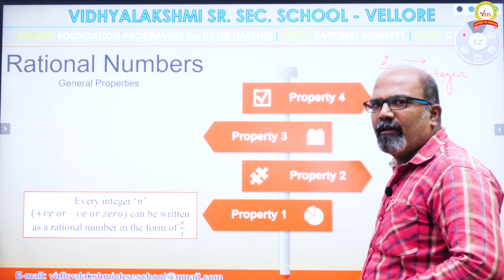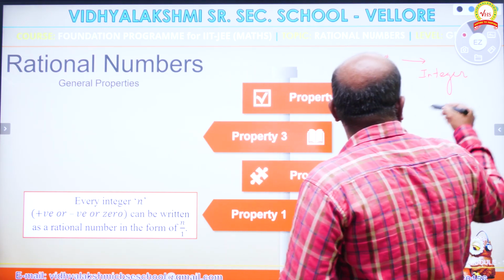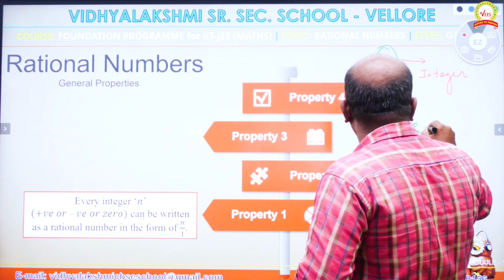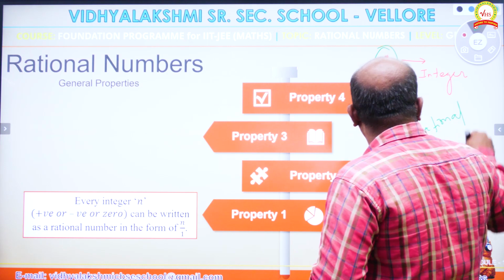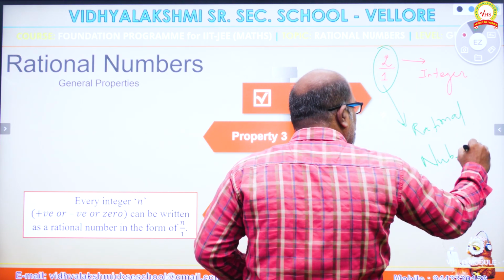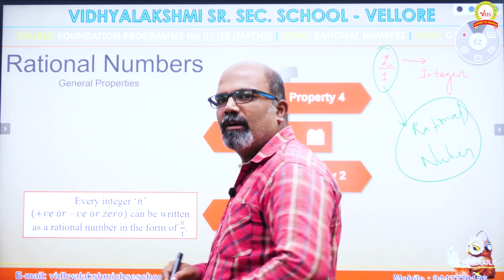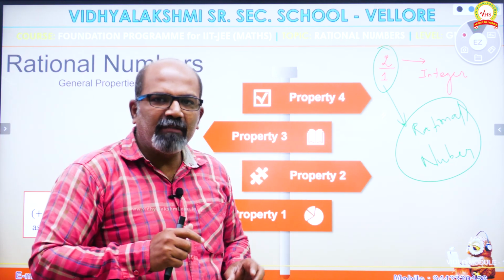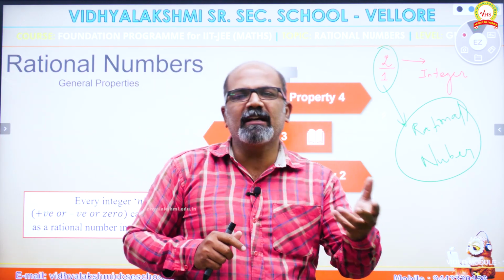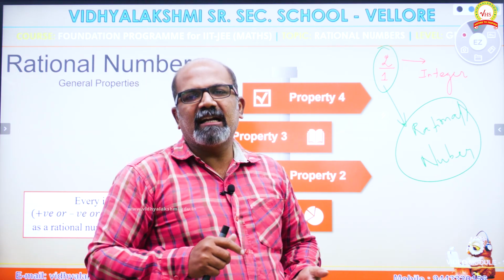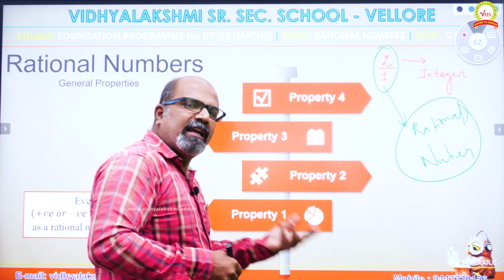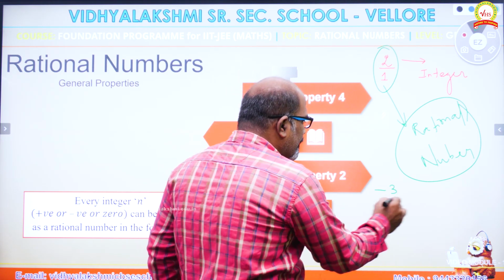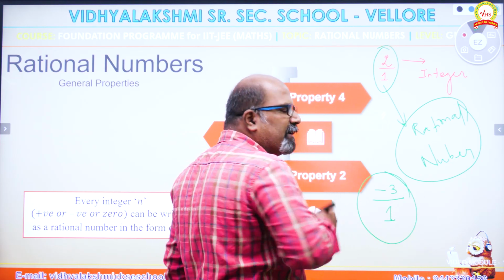But when you write 2 by 1, what does it become? It becomes a rational number. Do you understand? 2 is an integer, but when you express the same 2 as 2 by 1, it becomes a rational number. In the same way, if you take any integer, say minus 3, it is an integer. When I write minus 3 by 1, it becomes a rational number.